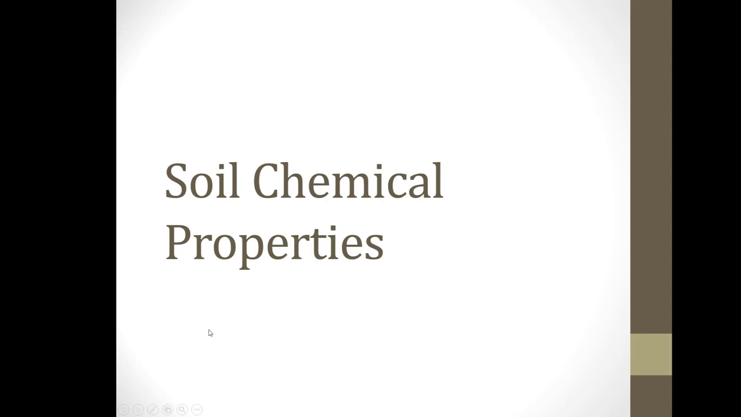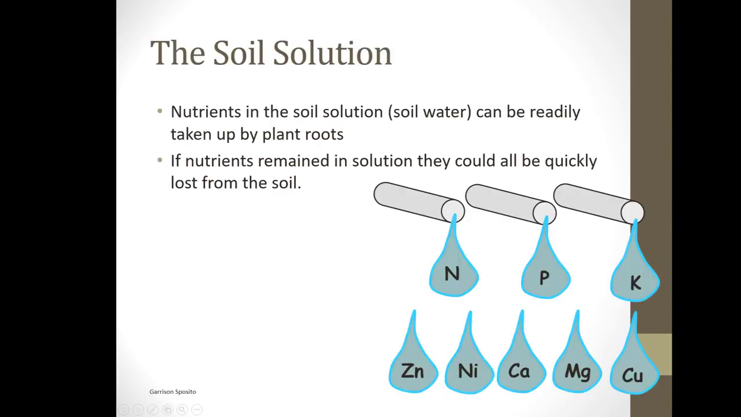Okay, this week we're talking about soil chemical properties. So the soil solution is soil water, and there are nutrients and other chemicals in the soil solution, and if these nutrients remained in the solution, they could all be quickly lost from the soil.